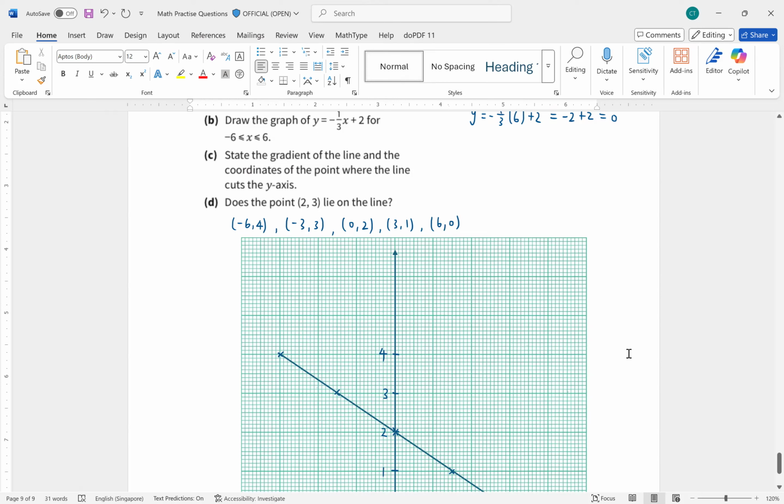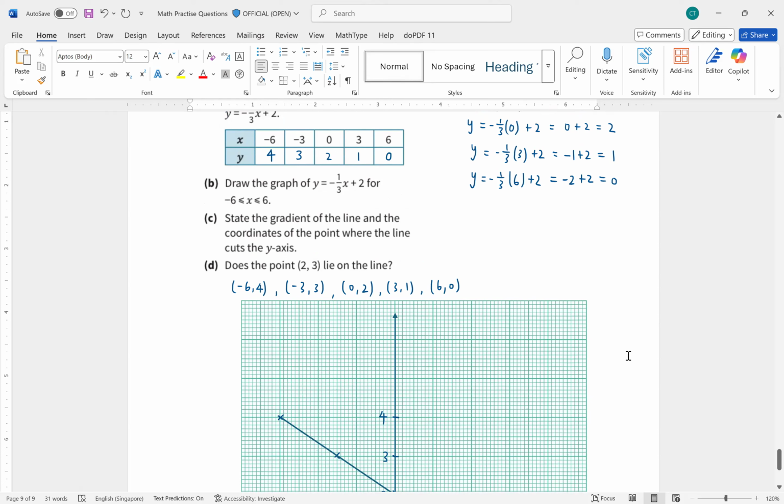Okay, next one, they want us to state the gradient of the line and the coordinates of the points where the line cuts the y-axis. Okay, so over here, this one we don't even have to look at the graph. We know that the general form for the equation of a linear function is y equals mx plus c, where the number in front of x is the gradient. The left side must be y only, and c is the y-intercept. That means the point where the line cuts the y-axis.